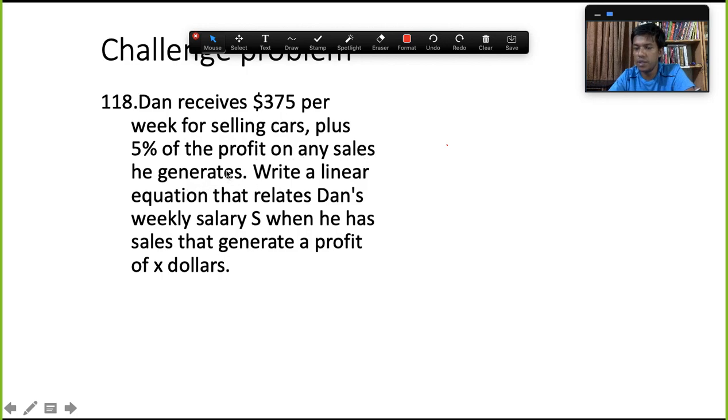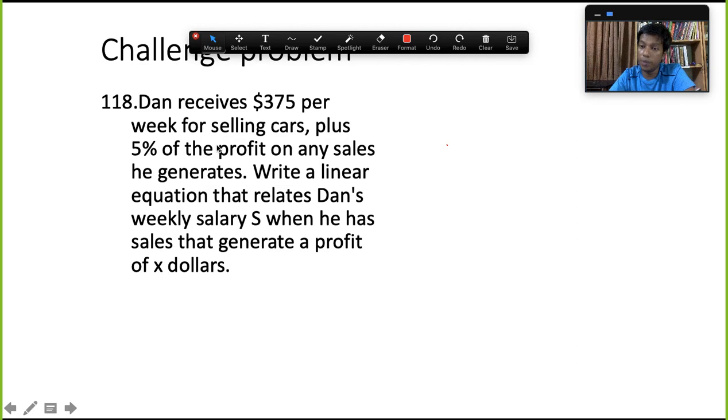Suppose if he sells some car, and from that car the company gets some profit, then the company will give him 5% of the profit. This is the question. So he gets some salary, first of all, fixed salary. Then if he sells something, from that profit, not from the sale, from the profit, the company will give him 5% of the profit.